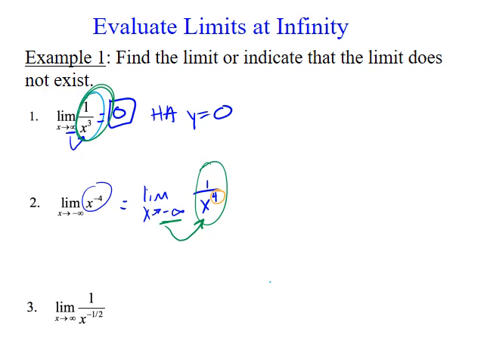So as x approaches negative infinity, this is still approaching 0. There's still a horizontal asymptote at 0, and that's what our result is.